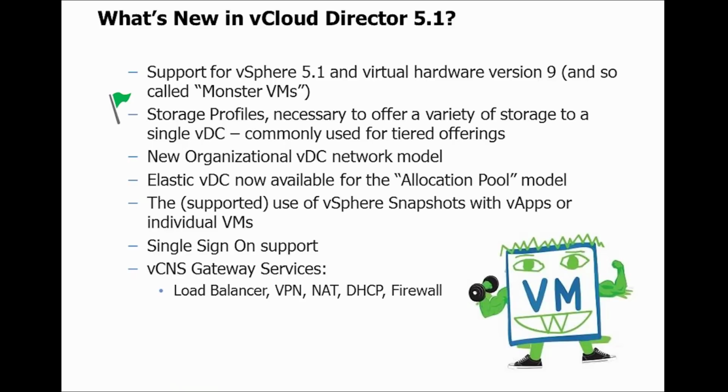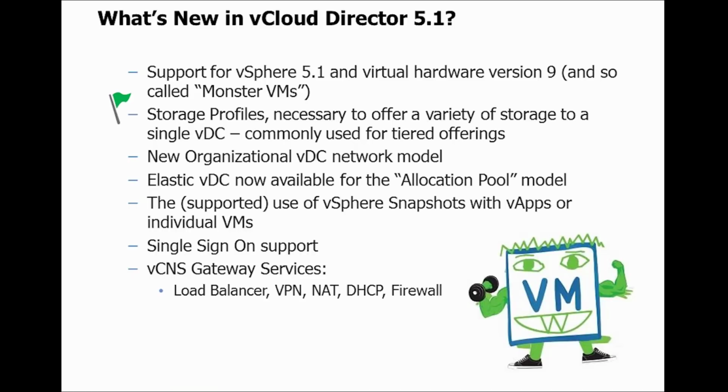So that's really cool. There's also a new organizational VDC network model, and I'll go over that in detail later, but let's just say it makes life a lot easier when you're doing your network pools. We've also got elastic VDCs available for the allocation pool model. And this just means when you're doing an allocation pool, which means that we're going to allocate a certain amount of resources for our VDC, we can make it elastic across different vCenters.